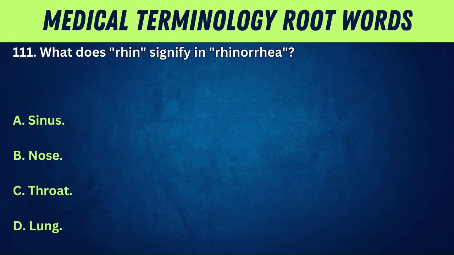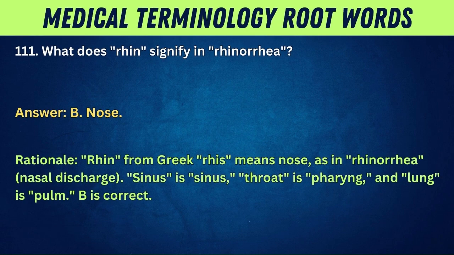111. What does rhin signify in rhinorrhea? A. Sinus. B. Nose. C. Throat. D. Lung. Answer: B. Nose. Rationale: rhin from Greek rhis means nose, as in rhinorrhea, nasal discharge. Sinus is sinus, throat is pharynx, and lung is pulm.